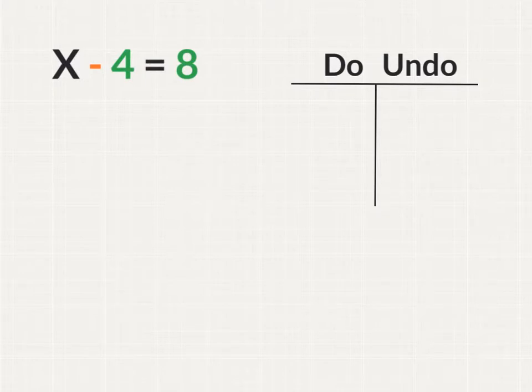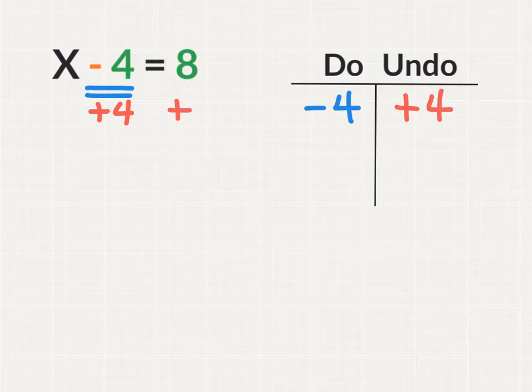So now let's try another example. In this equation of x minus 4 equals 8, what is our do? What is being done with x? I see we're subtracting 4. So our do is subtract 4. So the undo or inverse would have to be add 4. We're going to use the undo to solve our equation. We're going to use the undo on both sides of the equal sign.